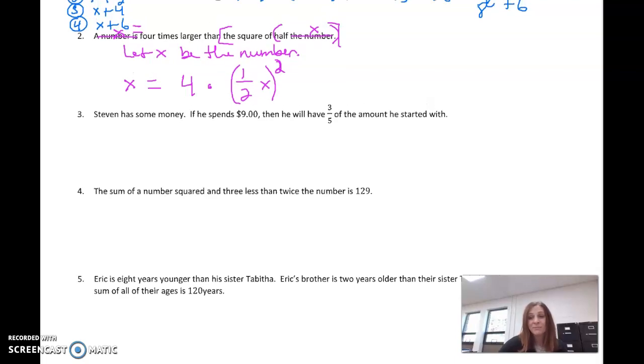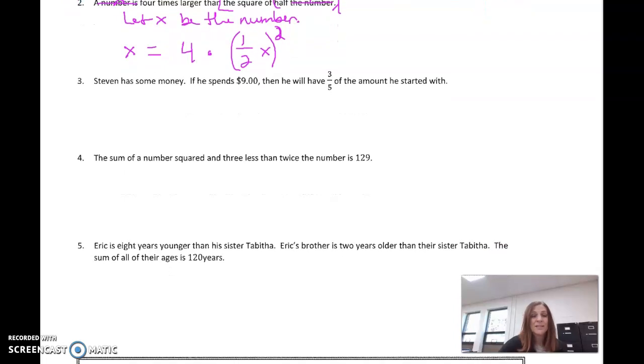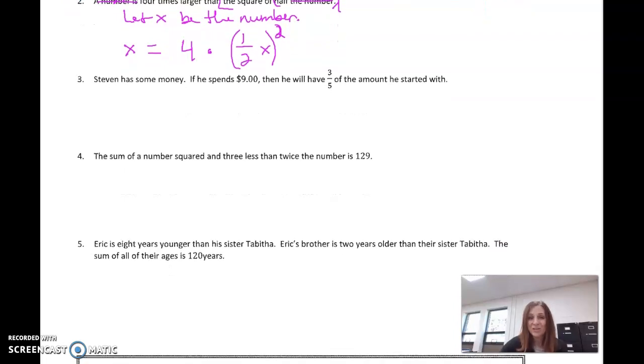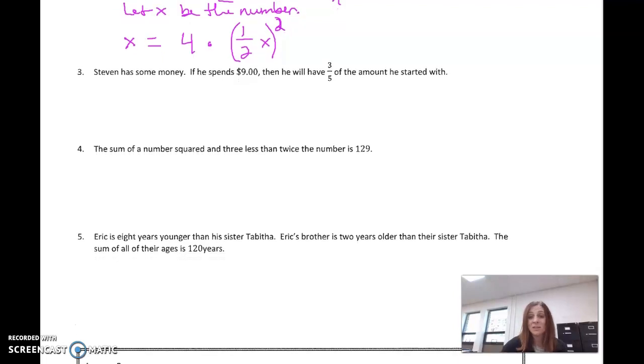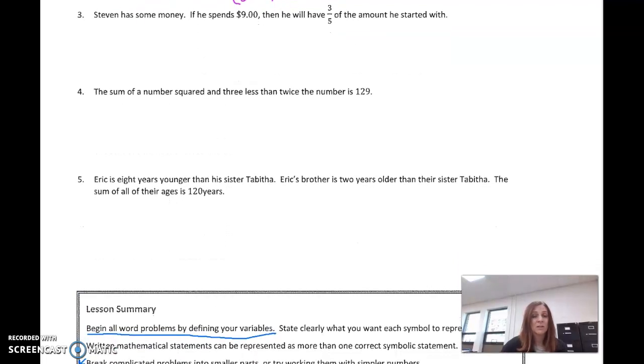Another example. Stephen has some money. If he spends $9, then he'll have 3/5 of the amount he started with. Well, let X be Stephen's money.